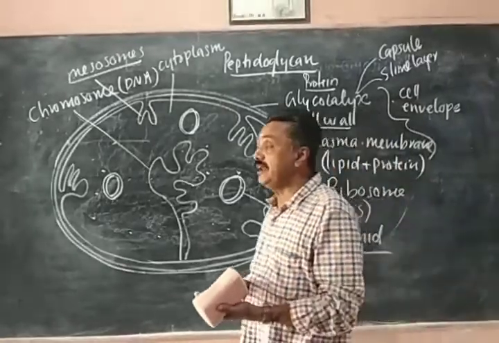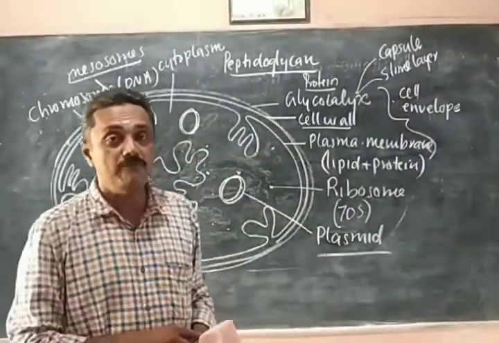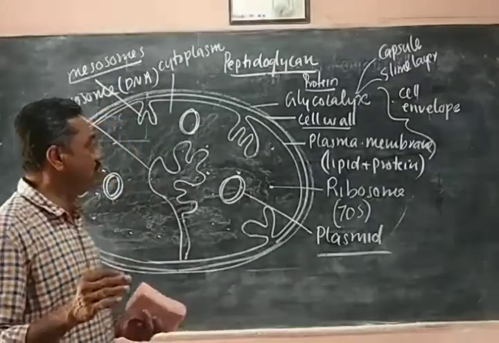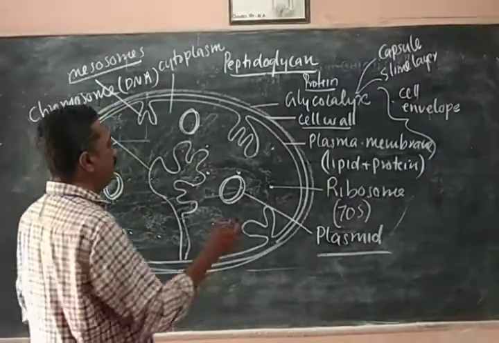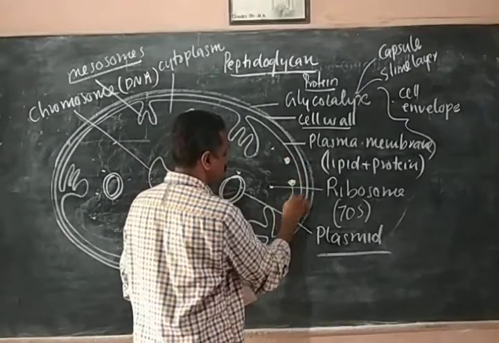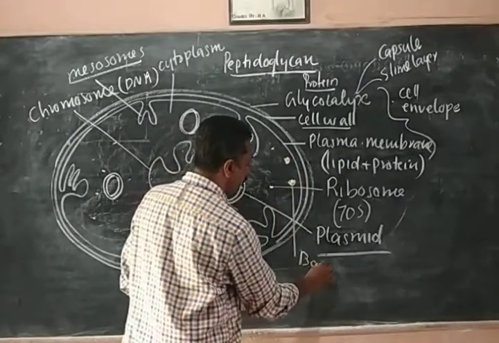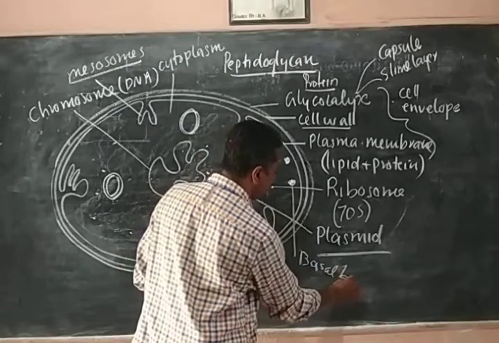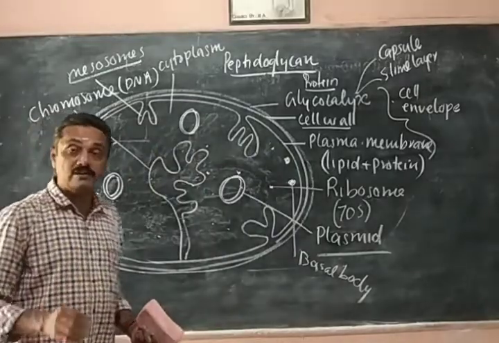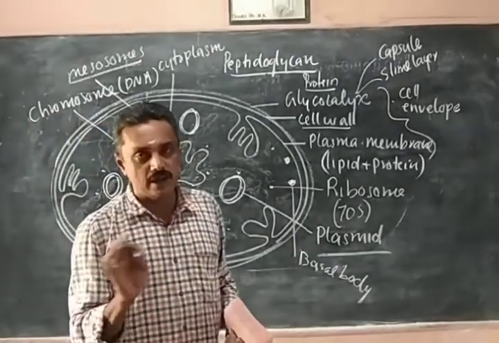And in addition to that, not all bacteria, but some bacteria are moving, and some are not moving. If the bacteria is moving, it contains one or two round structures. These round structures are called basal bodies.